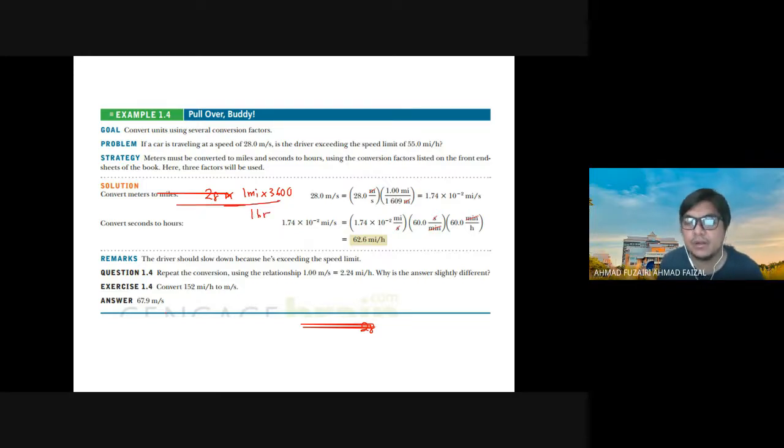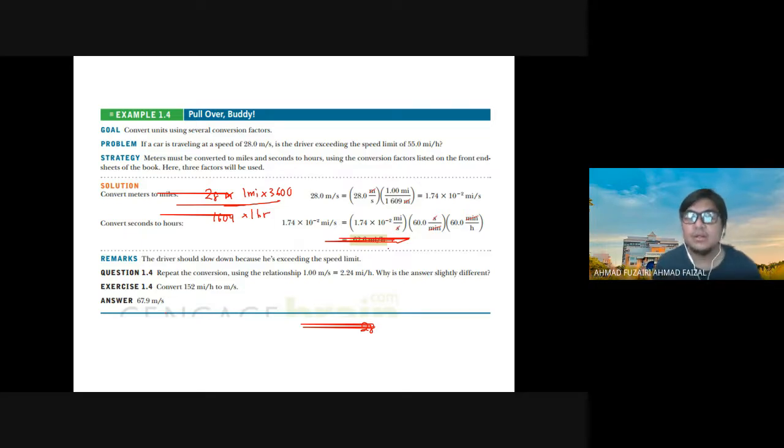Okay, so that is how you did the times, forgot here, 1,609. Okay, 1,609 from this one. So in the end, the final answer should be 62.6 miles per hour. Every time you do the calculations, then you get the final answer. That's it. But the true question is, is the driver exceeding the speed limit? That is the real question.